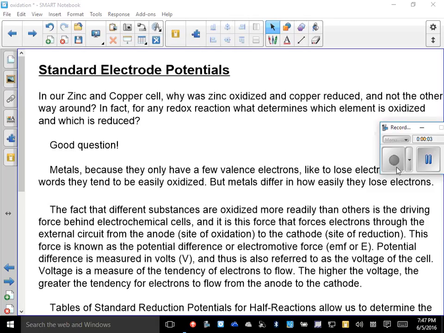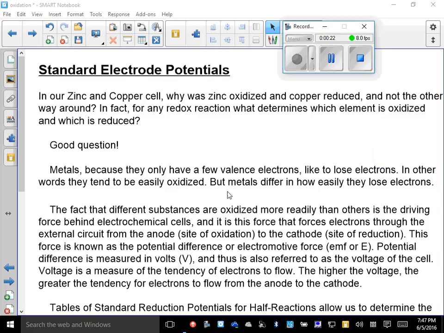In our zinc and copper cell, why was zinc oxidized and copper was reduced and not the other way around? In fact, for any redox reaction, what determines which element is oxidized and which is reduced? Good question. Metals, because they have a few valence electrons, like to lose electrons. In other words, they tend to be easily oxidized.